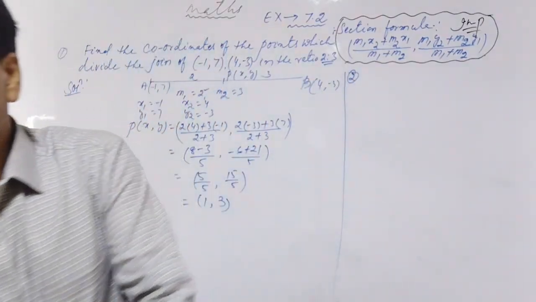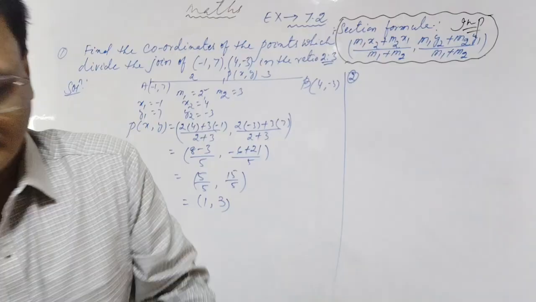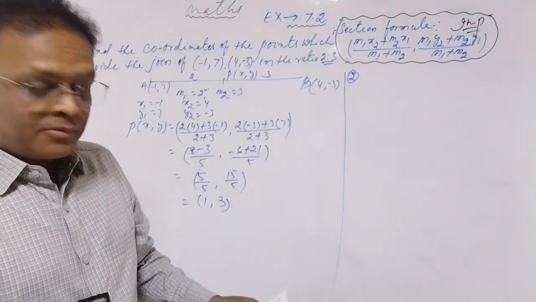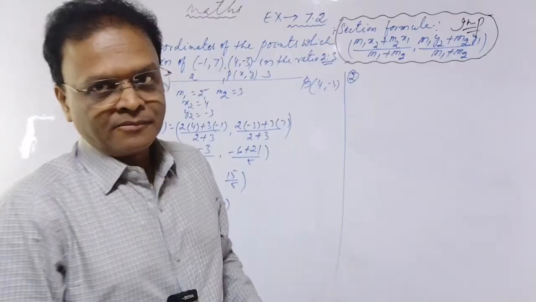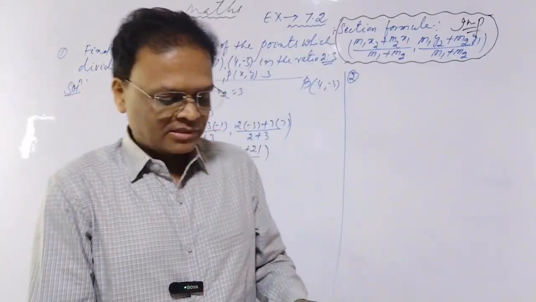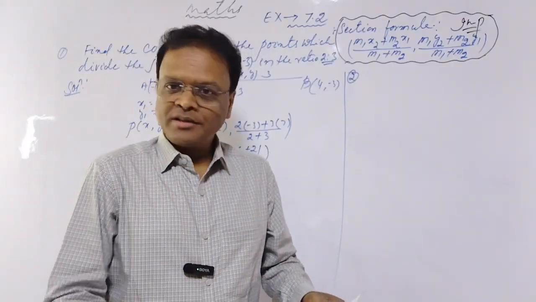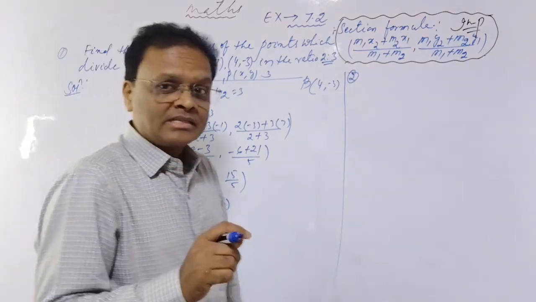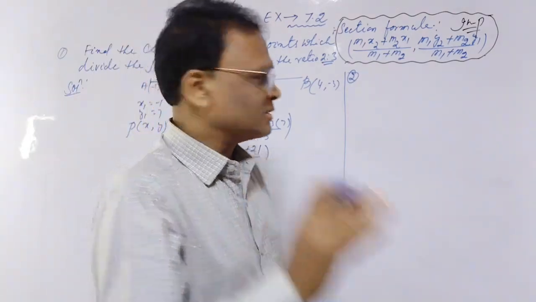The second question, what exactly is he telling? The second question is asking: find the points of trisection, which is very important. Find the points of trisection of the line segment joining the points. So he is asking to find the points of trisection. Before that you must know what exactly the points of trisection are.